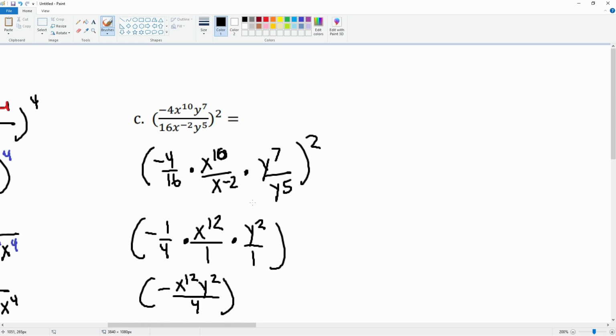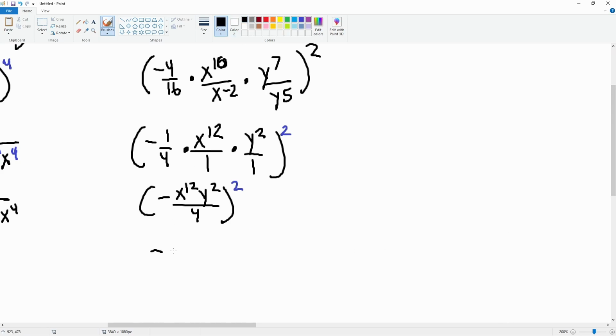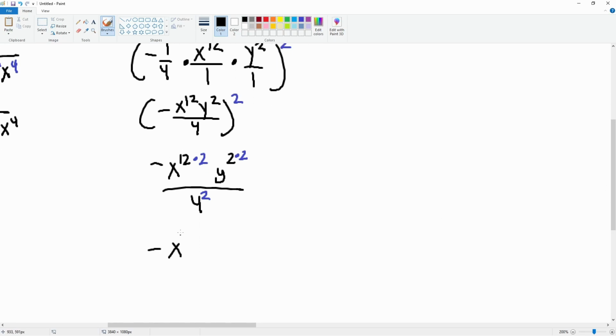Okay, and we still need the exponent of 2 that is still out in front. Now it gets distributed to everything. Negative x to the 12 times 2, y to the 2nd, that's also going to be multiplied by 2. And then we have a 4 on the bottom, which is also going to be distributed to the exponent of 2. All right, then you have this becomes negative x to the 24, y to the 4 over 4 squared, which becomes 4 times 4 is 16. All right, so there you go. That would be the final answer.